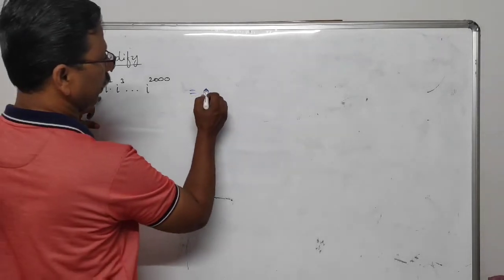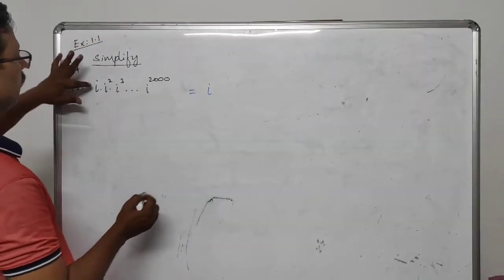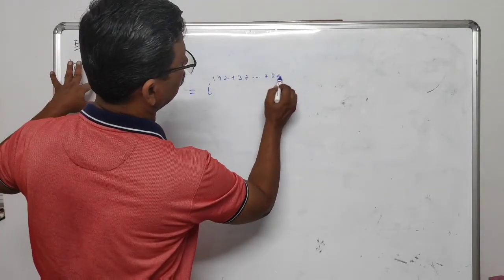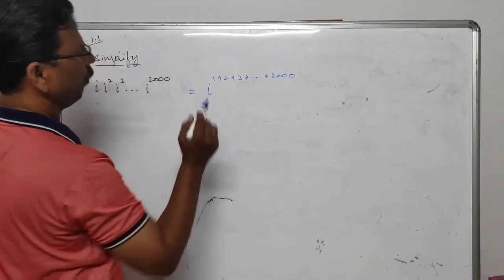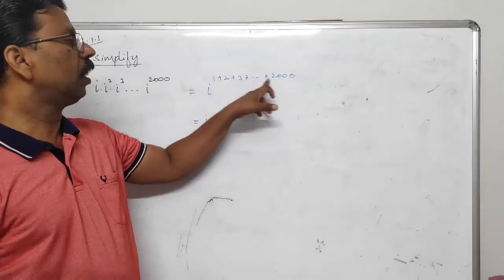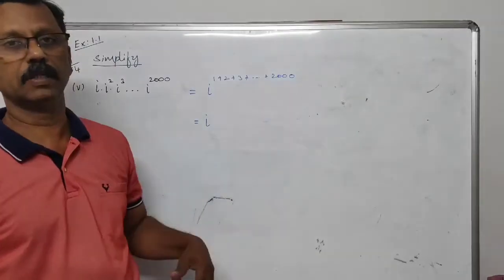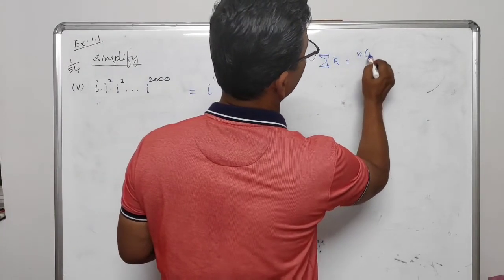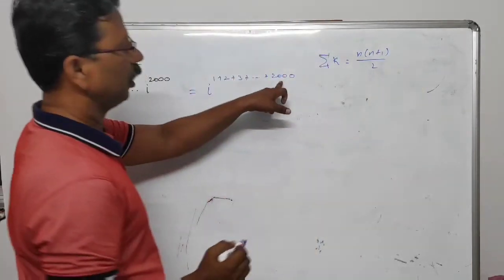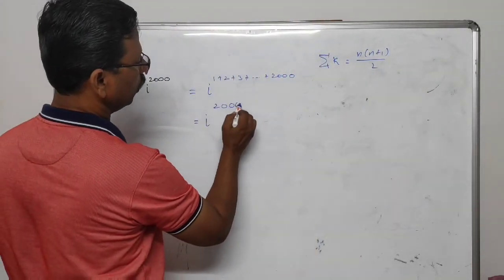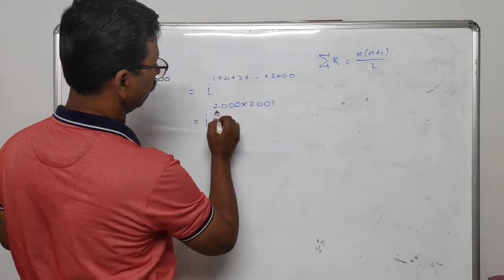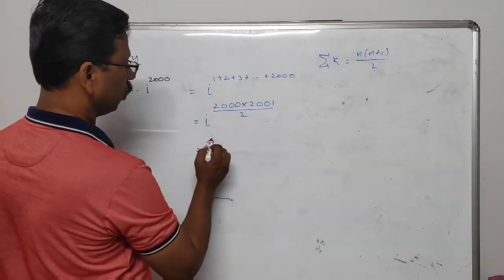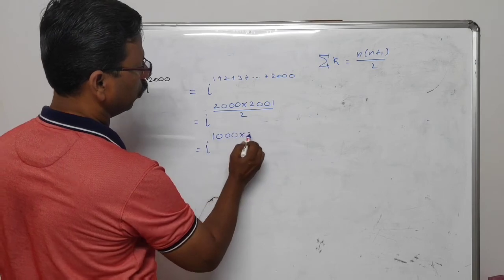Therefore, using the properties of indices, we can say i^(1 + 2 + 3 + etc. + 2000). The power of i is the sum of the first 2000 natural numbers. You know very well, the sum of the first n natural numbers, summation k, is equal to n(n + 1)/2. Here n equals 2000, so you can write 2000 into 2001 by 2. Now you can write i^(2000 x 2001/2) equal to i^(1000 x 2001).